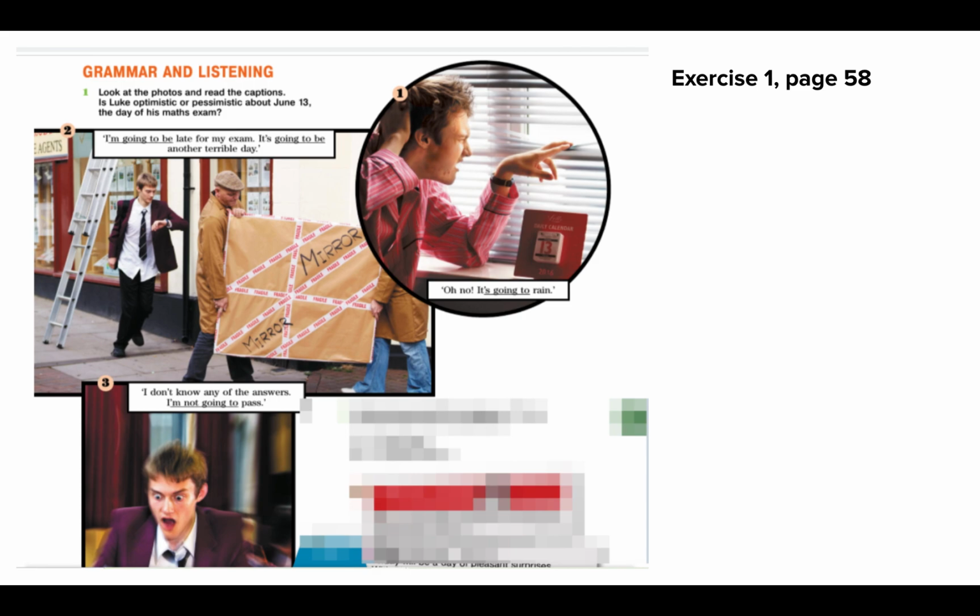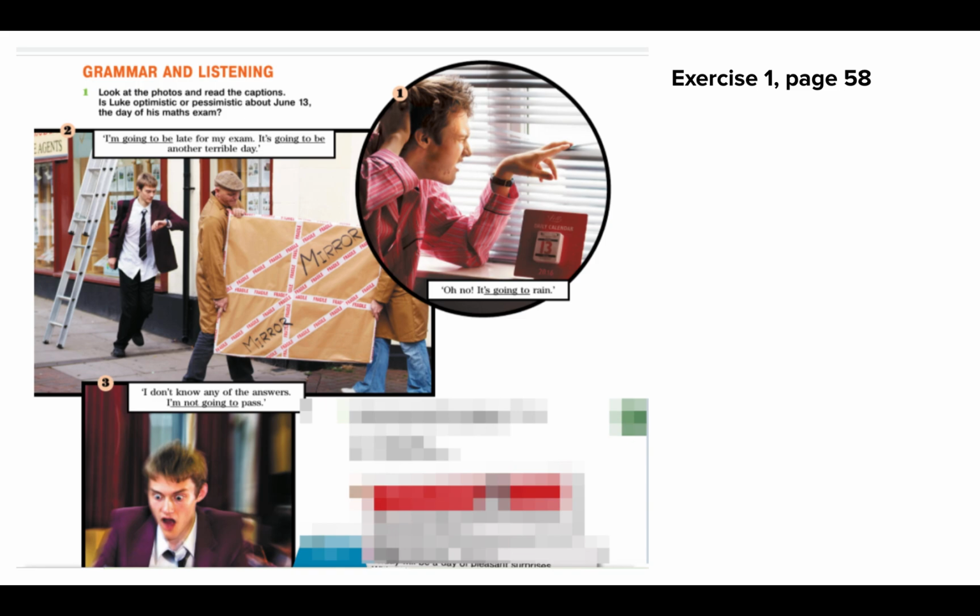Now, let's discuss some real-life examples. And I want you to open your students' books, Exercise 1, page 58. Look at the photos and read the captions. In picture 1, Luke is looking out of the window. It must be cloudy and windy, and Luke says, "Oh no, it's going to rain." He is making a prediction based on what he can see now.